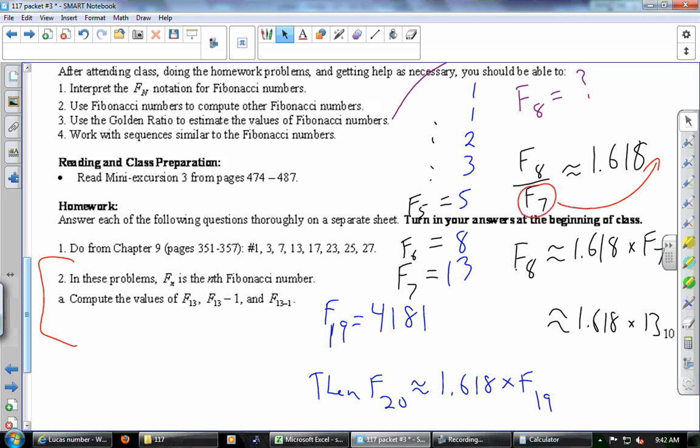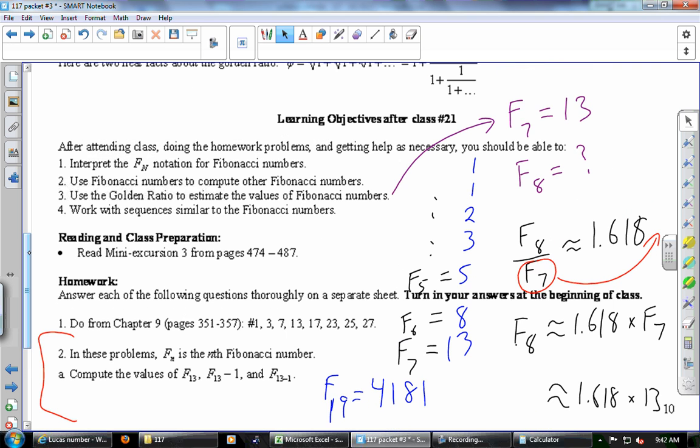But on the test, I'd expect that you could answer a question like this, where I just give you a number, and you multiply by 1.618 and round to the nearest whole number. Don't always round up, round to the nearest. There should be one number really close.